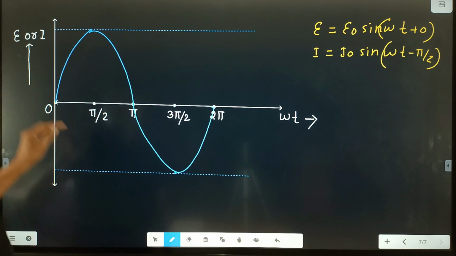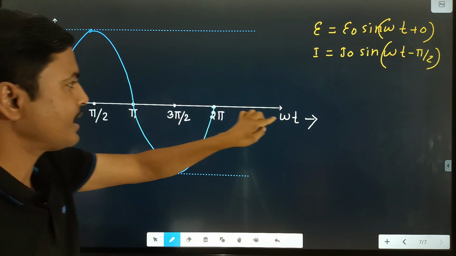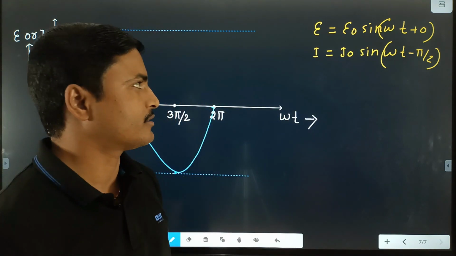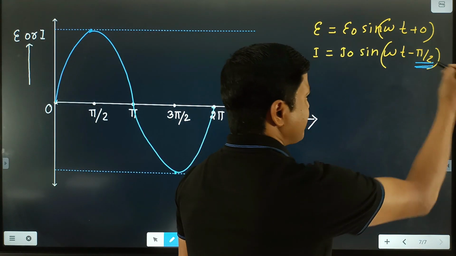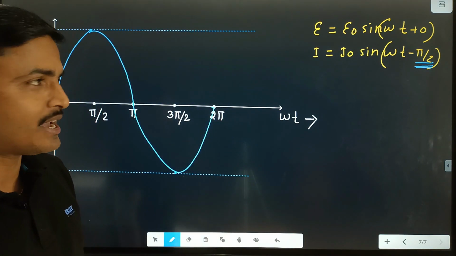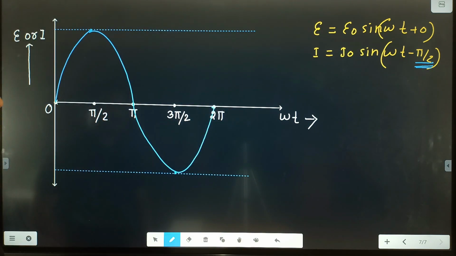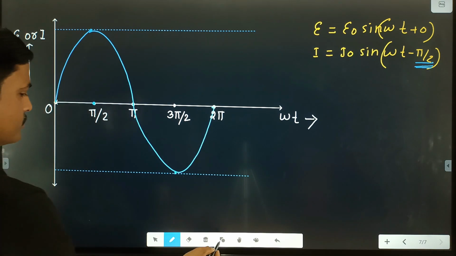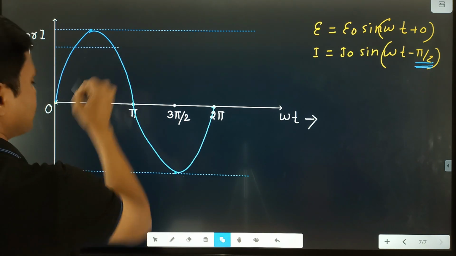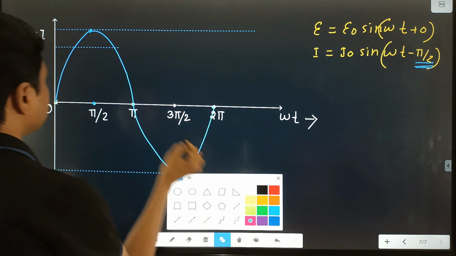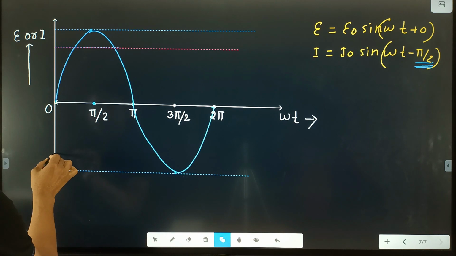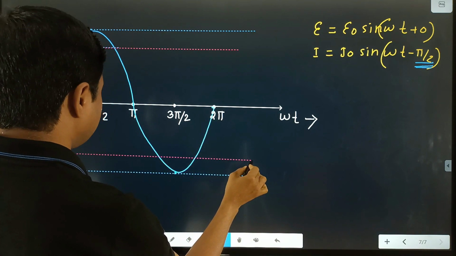This is the graph between EMF and phase. Phase is omega t. Next we draw the graph for current. Here current lags behind by pi by 2 angle. Lagging behind by pi by 2 means on this side, that is, the current starts from pi by 2. Suppose this is the maximum value of the current on the positive side, and this is the maximum value of the current on the negative side.